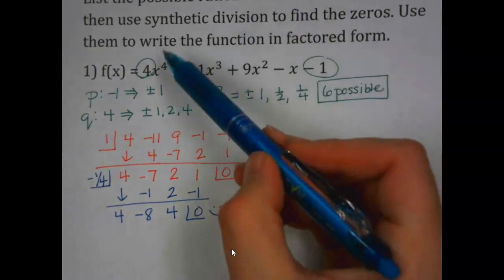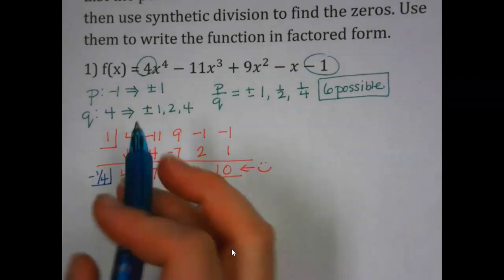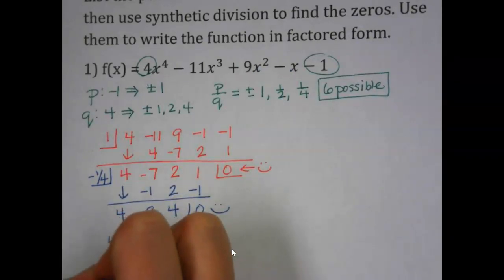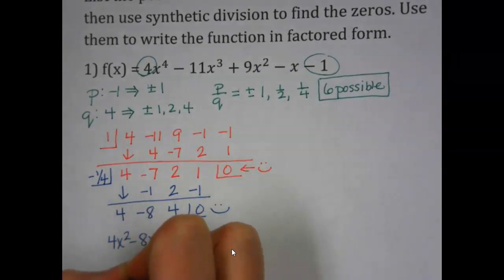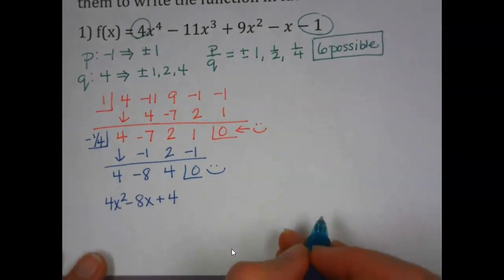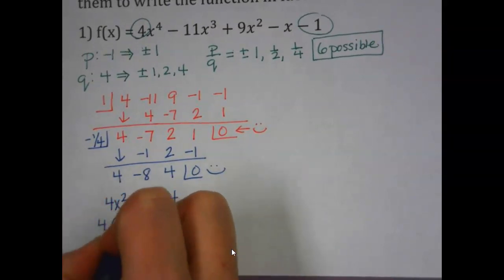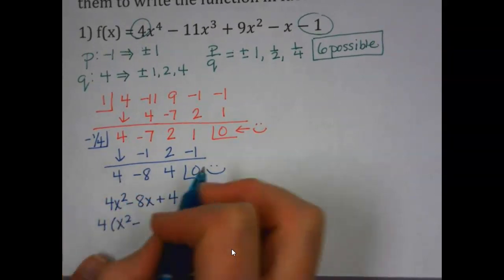All right, so we started with a quartic. We divided once to get a cubic, divided again. This is a quadratic. 4x squared minus 8x plus 4. And then we're going to factor it to find our 2 remaining zeros. It has a GCF that we'll take out first. So everything is divisible by 4.